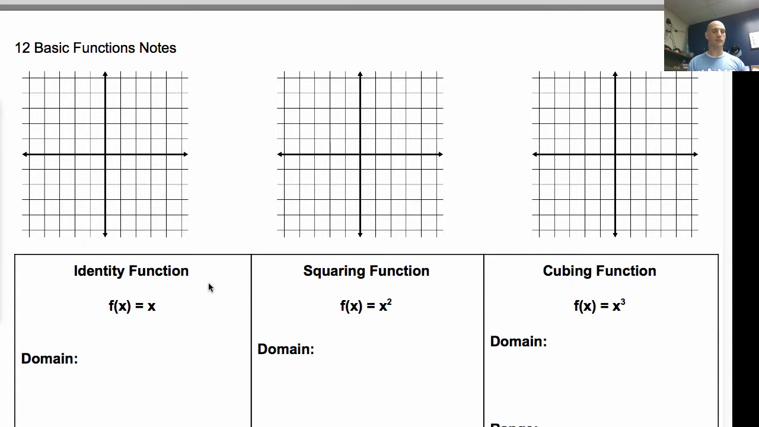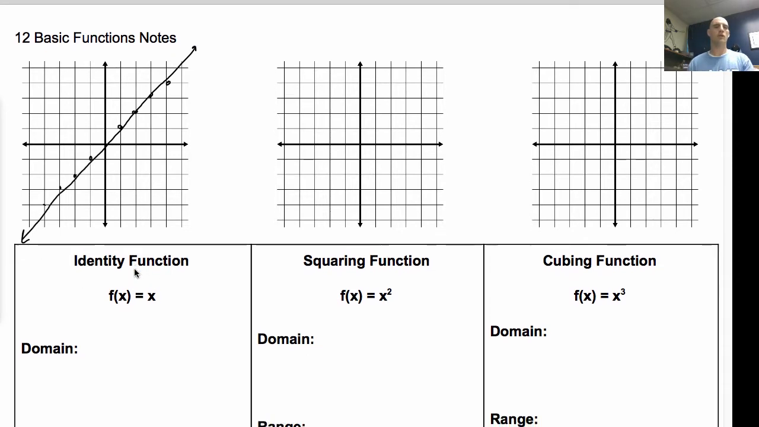Let's start with the identity function. This is pretty basic. It's f of x is equal to x, or y equals x. And when we sketch this graph, it's going to go through all of these points here, right? So I'm going to do my best to connect these dots here. But you're familiar with this. It's an easy one to graph. It's got a slope of 1.